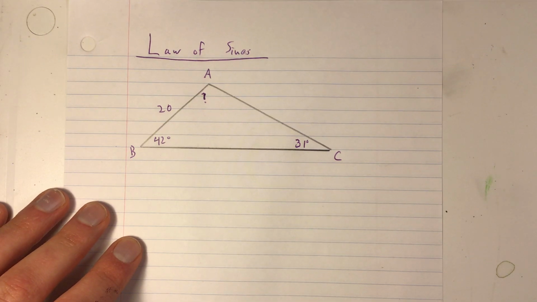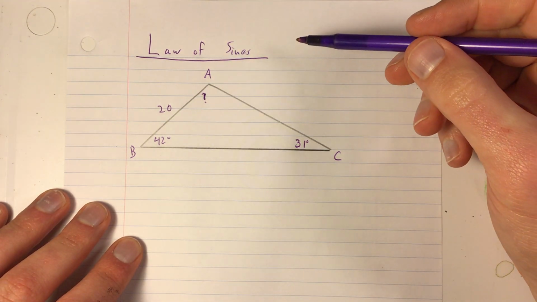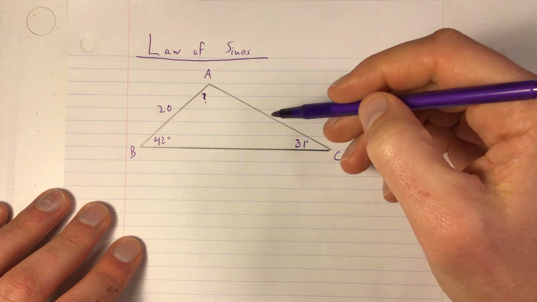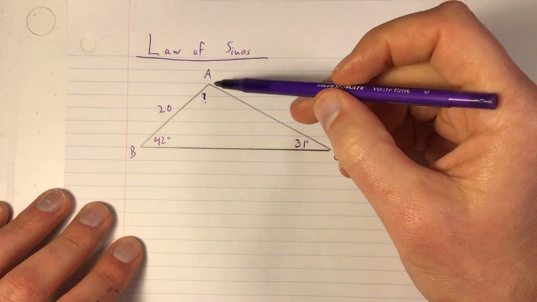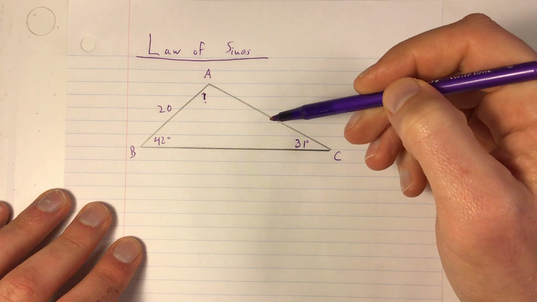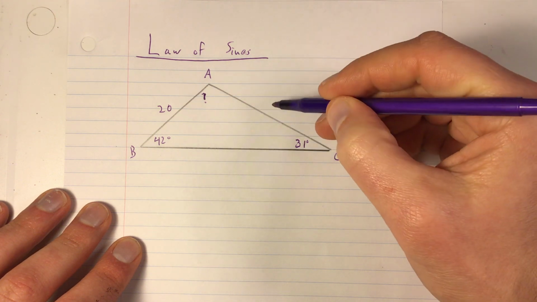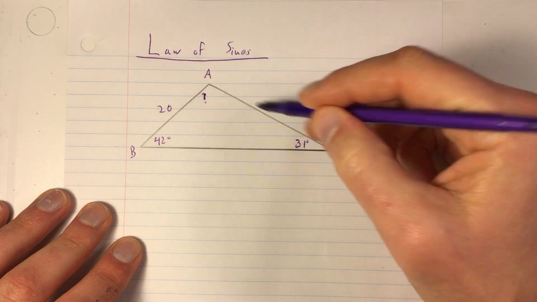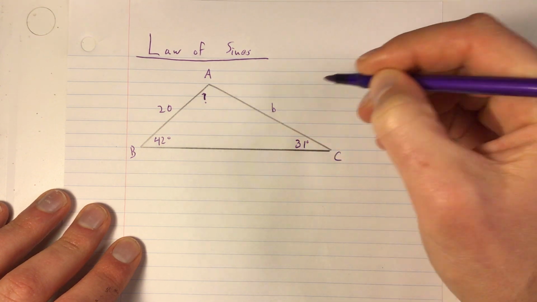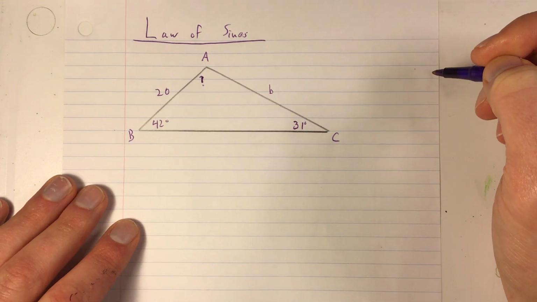Okay, geometry students, the law of sines. So we've got a triangle here, triangle ABC, and we have to find the missing side. Well, we've got to find lots of stuff, actually. We're going to try to find right now this side right here, side AC, which we're going to call side little b, just to save ourselves some writing.